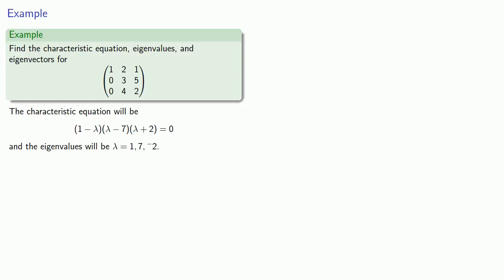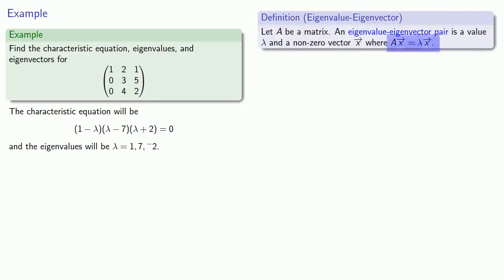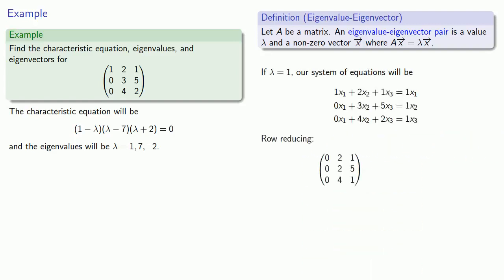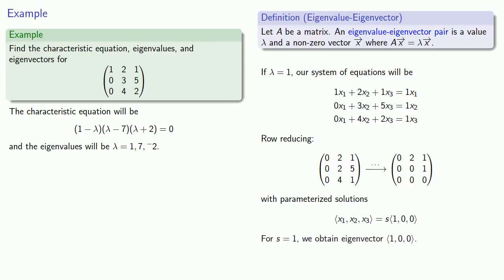If lambda equals 1, remember that the system of equations we're trying to solve corresponds to the matrix applied to vector x1, x2, x3 equals 1 times x1, x2, x3, and so this gives us a system of equations. We can then row reduce that system of equations and get our parameterized solutions. Since we only need to find one of the eigenvectors, we'll let s be 1, and that tells us that eigenvalue 1 has eigenvector 1, 0, 0.